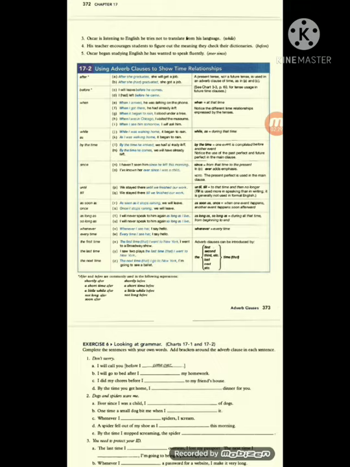Since, N and O. I haven't seen him since he left this morning. I've known her ever since I was a child. Since means from that time to the present. In O, ever adds emphasis. Note that the present perfect is used in the main clause.